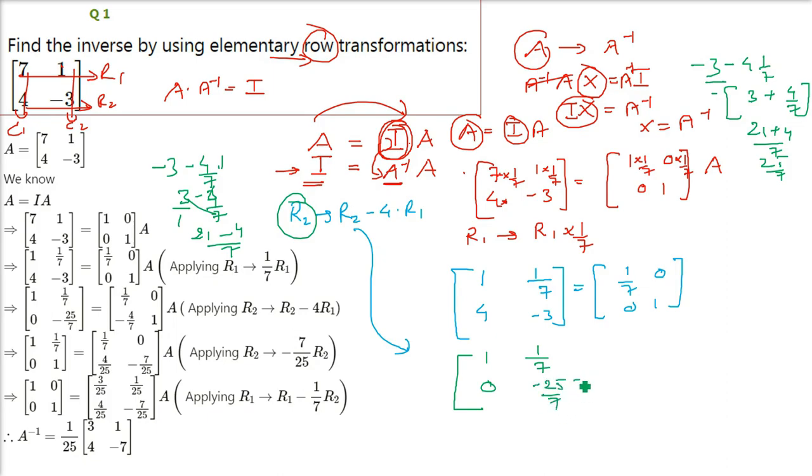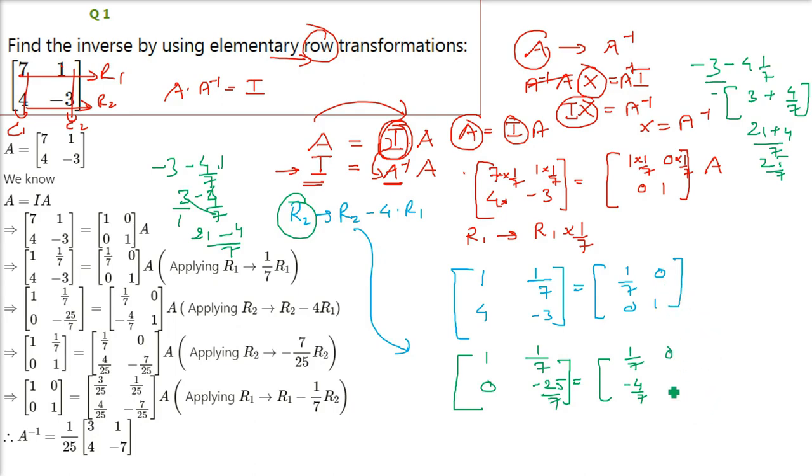So we have 1 and 0. We still need, and this has to be done on the right hand side also, 0 minus 4 by 7. So minus 4 by 7. 1 minus 4 into 0 will not change. It will remain as 1 only.